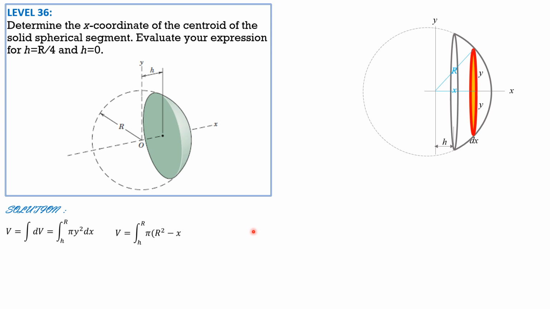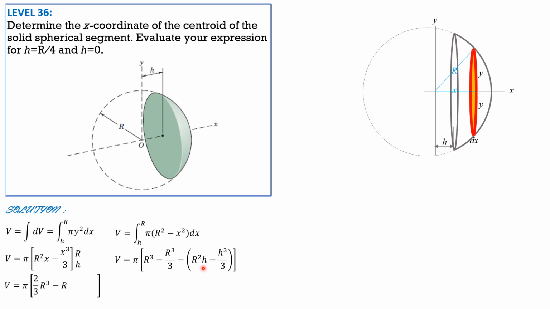So integral from h to r of pi, then y square is r square minus x square, then times the thickness dx. So therefore, volume is pi, quantity r square x minus x cube over 3 from h to r. Substituting limits, pi times quantity r cube, r squared times r is r cube, minus r cube over 3, minus lower limit, minus quantity r square h minus h cube over 3. So this is 2/3 r cube, so volume equals pi times 2/3 r cube minus r square h plus h cube over 3. Simplifying further by factoring out 1/3, volume equals pi over 3 quantity 2r cube minus 3r square h plus h cube. So that's the volume in general.